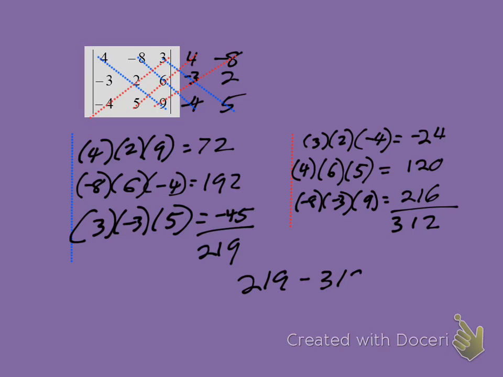219 minus 312. 2 and the negative 3. We'll get there. We'll get there. It's okay. 219 minus 312 equals negative 93, like it's supposed to be. Okay. That's your determinant. That's your process. You take your left down diagonals 3 times, multiply them, add them up. You take your 3 right diagonals, multiply them, add them up, subtract the 2.